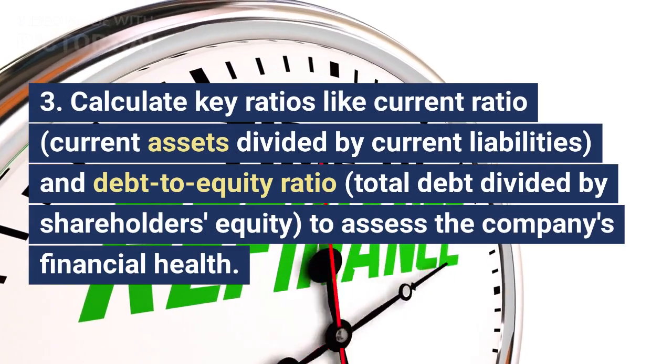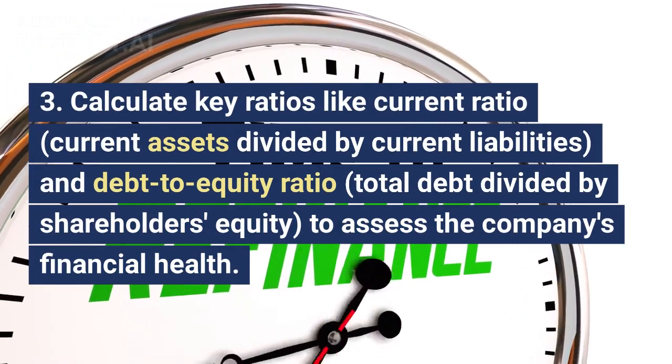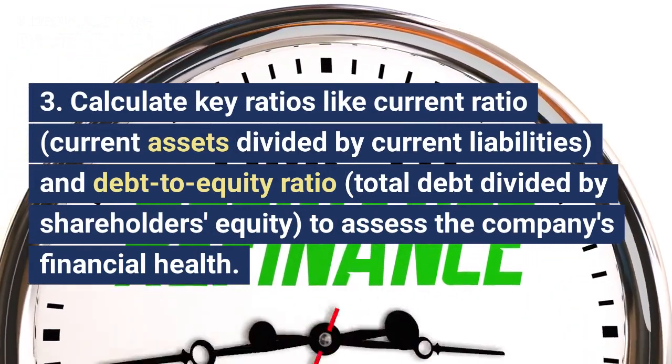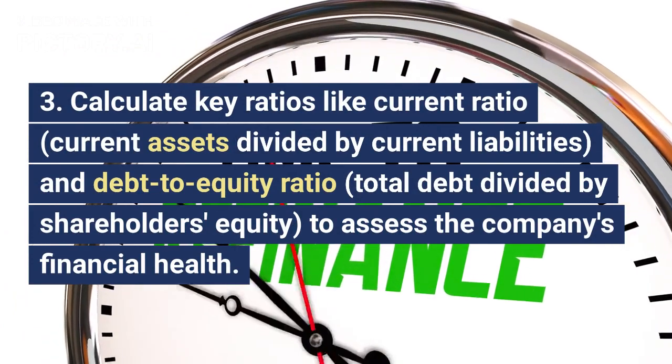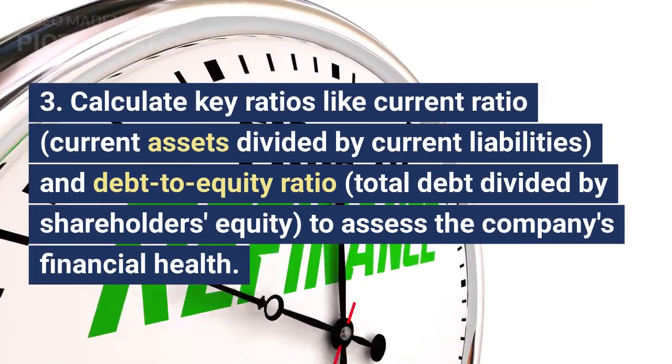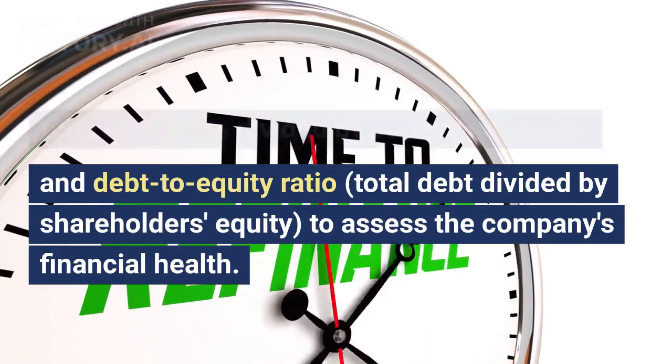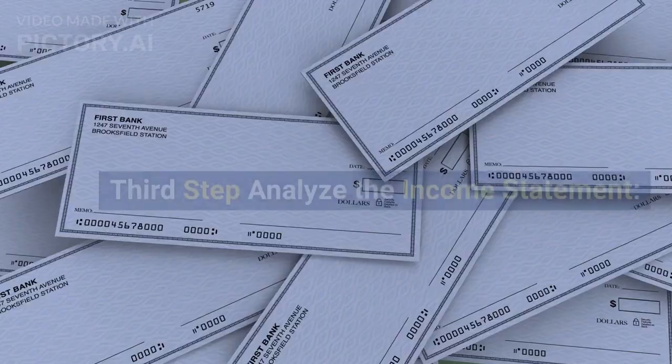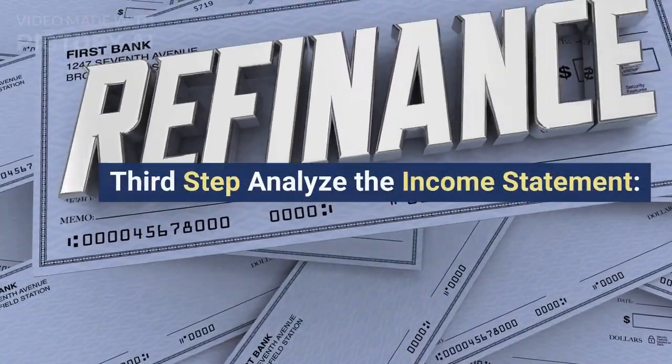3. Calculate key ratios like current ratio, current assets divided by current liabilities, and debt-to-equity ratio, total debt divided by shareholders' equity, to assess the company's financial health. Third step: analyze the income statement.